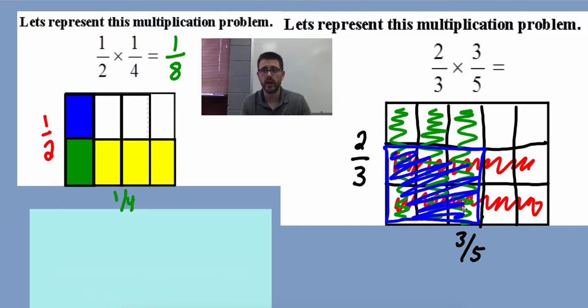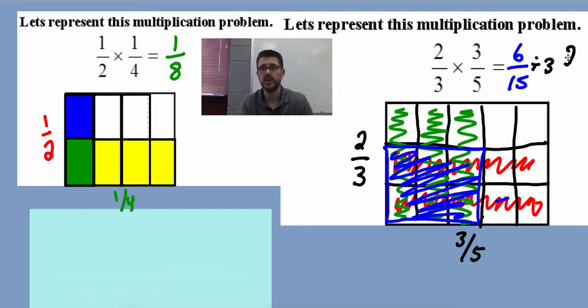I call it my overlap or my doubled up parts. There are 6 squares total that got doubled up. There are 15 squares total, colored, uncolored, we don't care. There's 15 total. So 6 is my numerator, 15 is my denominator. And then, like any good fraction problem, always check to see if you can simplify. 6 and 15 can each be divided by 3.